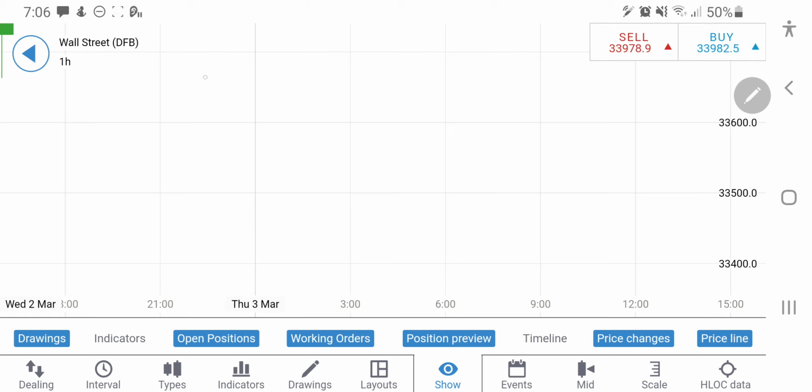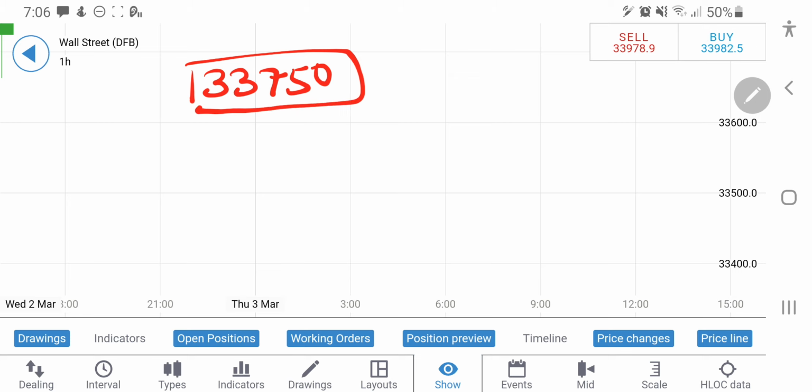Now let me give you the levels to short here, and you can take a short entry only once you see it below 33,750. Once it breaks 33,750, that time see almost 300 points of gap, but these are markets, it can swing heavily on either side. That is why I say only go short once it is below 33,750.